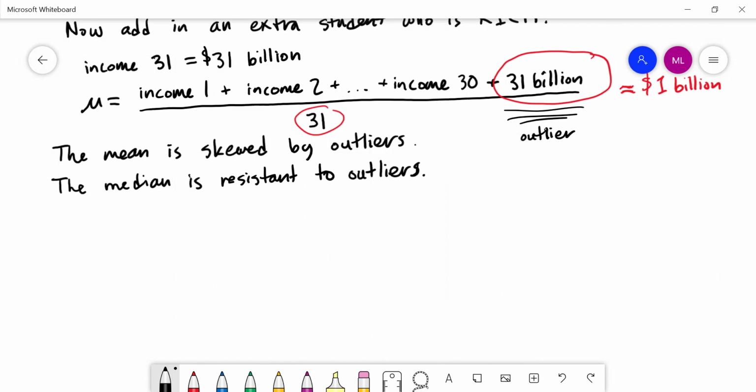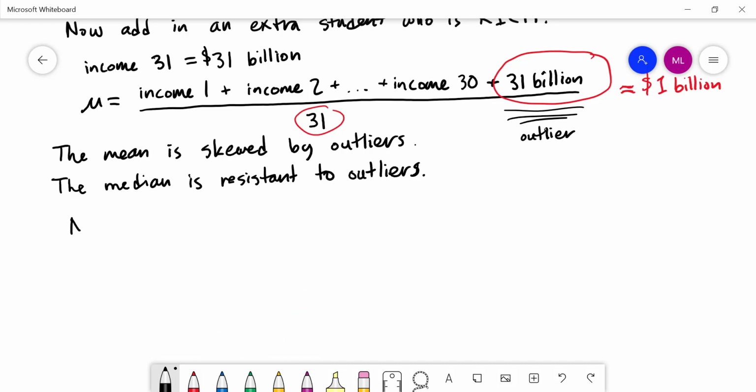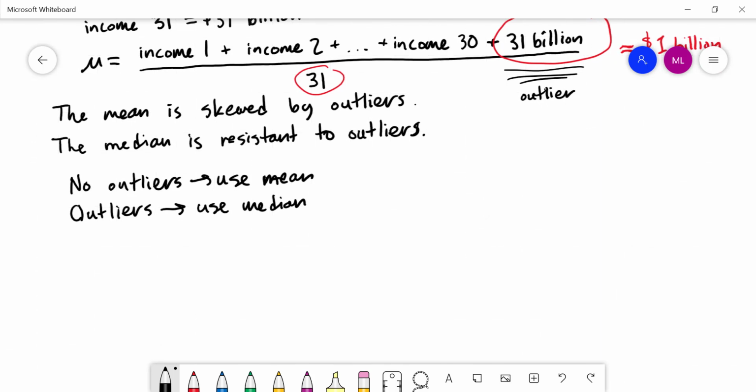So whenever we have outliers, so if no outliers, we'll typically use the mean. If there are a bunch of outliers, oftentimes it will be better to use the median if our data set is skewed in some way.